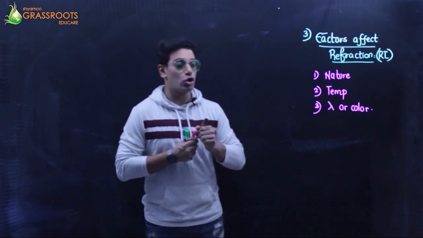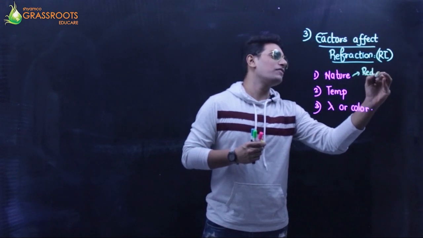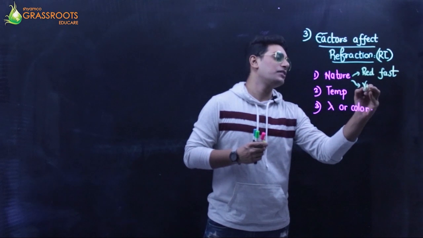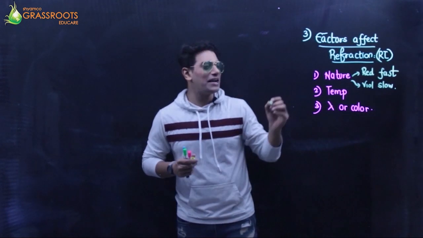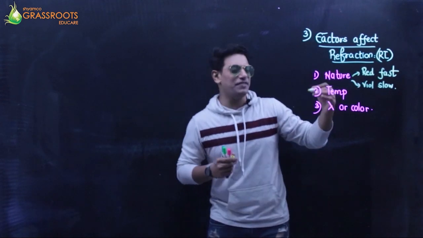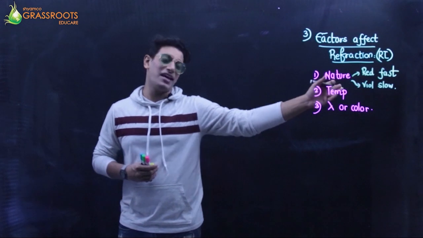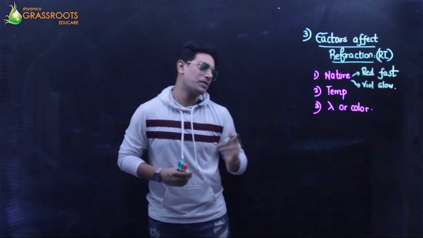I can say, if I talk about the nature, the red light travels the fastest and the violet light travels the slowest. So I can say that the refractive index for red color is the least, and the refractive index for the violet color is the maximum.